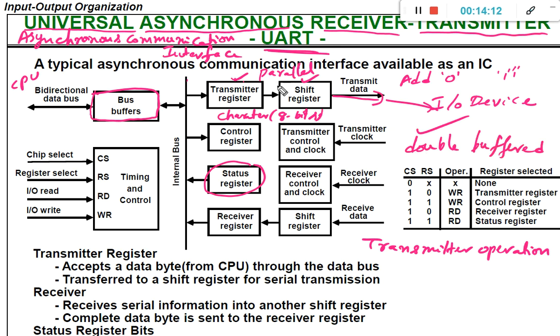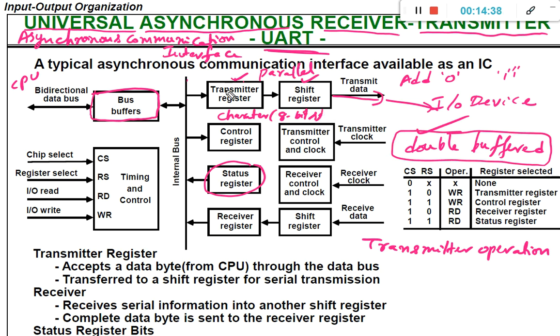What does it mean? While the shift register is transmitting the data to the I/O device, the CPU will transmit one more character to the transmitter register. That is why it is called double buffered, because we are using 2 buffers at the same time. So this is how the transmission operation is carried out.